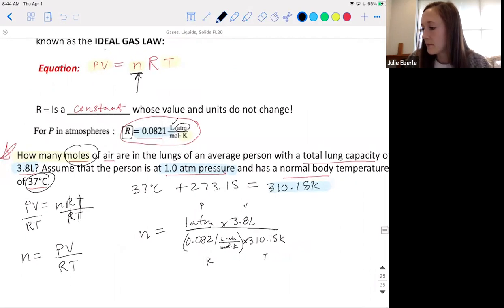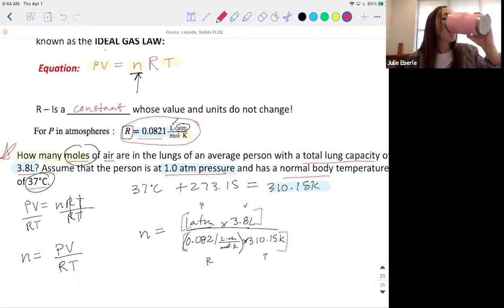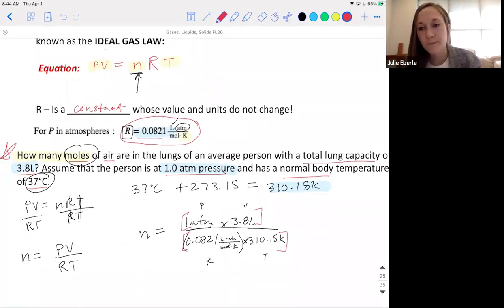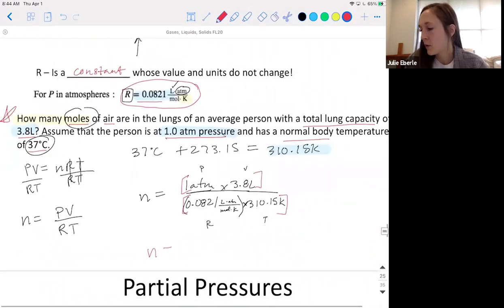Okay, I encourage you to, in your calculator, put it all in brackets, do 1 times 3.8, and then on the bottom do the 0.0821 times 310.15, divide those two. All right, I'm seeing in the chat that n, the number of moles, is equal to 0.149.